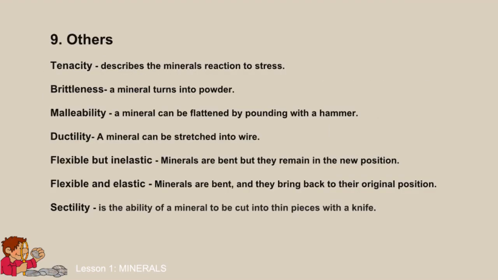Other properties of minerals include the following. Tenacity describes the mineral's reaction to stress. Brittleness: a mineral turns into powder. Malleability: a mineral can be flattened by pounding with a hammer. Ductility: a mineral can be stretched into wire. Flexible but inelastic: minerals are bent but they remain in the new position. Flexible and elastic: minerals are bent, and they return to their original position. Sectility is the ability of a mineral to be cut into thin pieces with a knife.